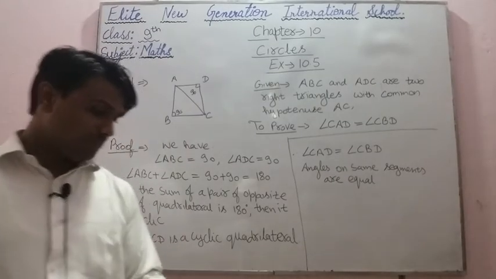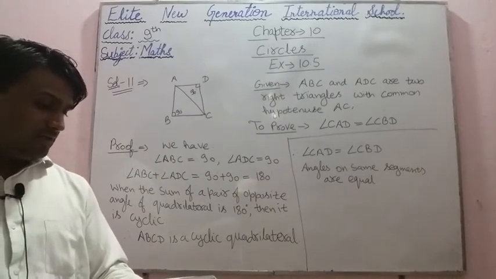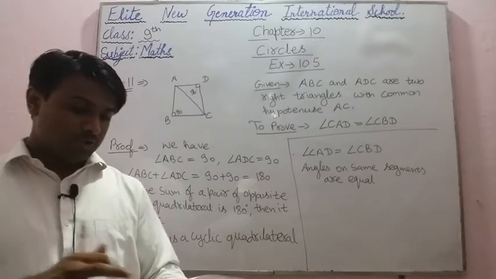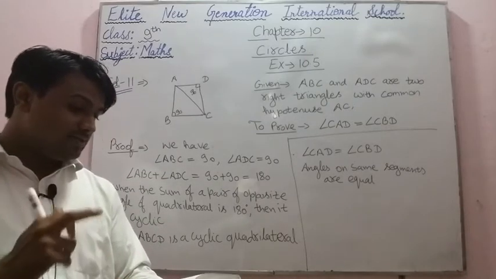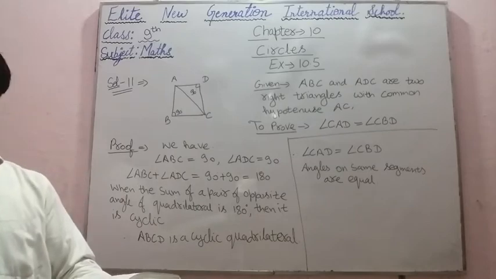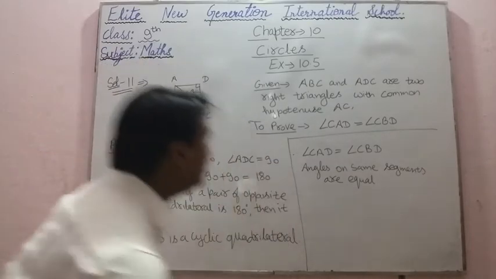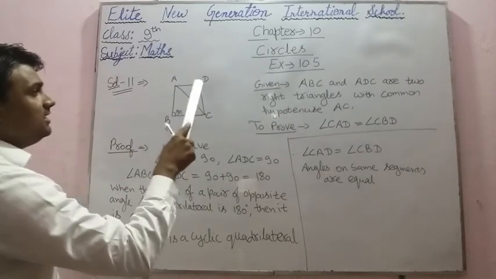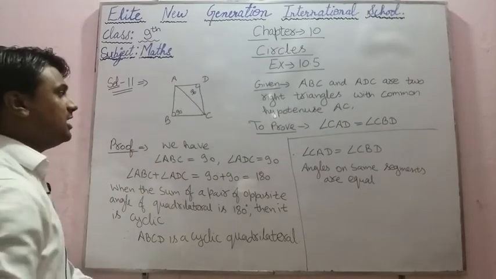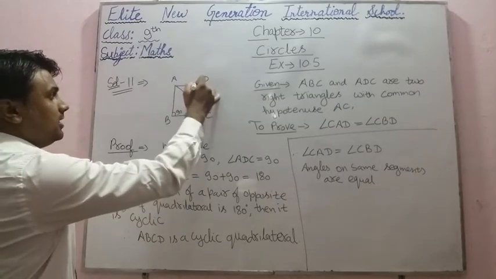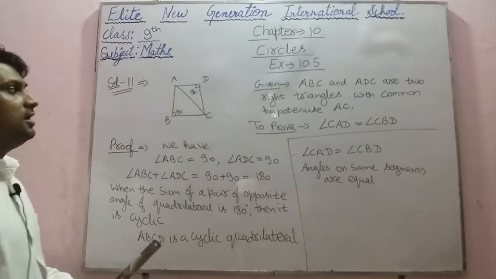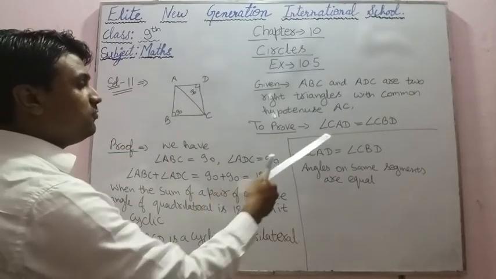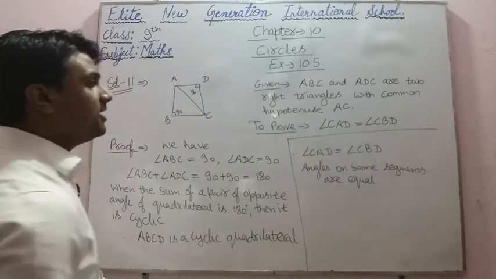After this, see question number 11. In question 11, ABC and ADC are two right triangles with common hypotenuse AC. Here we have to prove that angle CAD equals angle CBD. First of all we will draw this diagram. ABC and ADC are two right triangles, that means angle B equals 90 and angle D equals 90, and they have a common hypotenuse, that is AC.